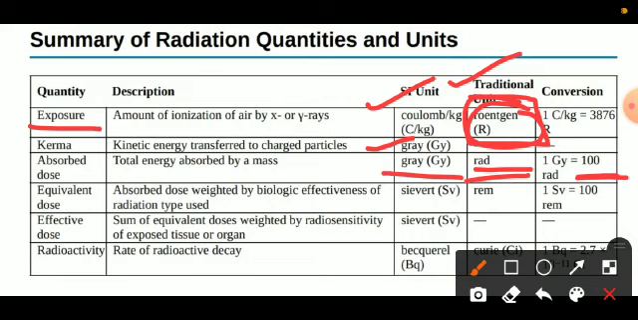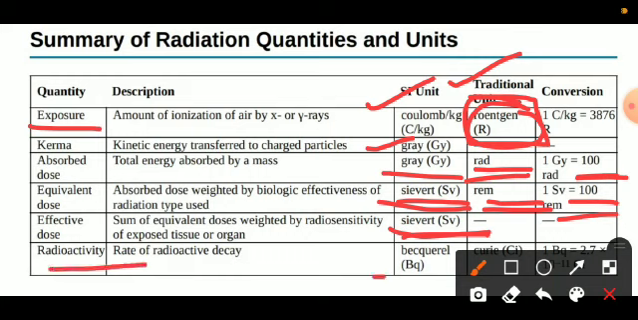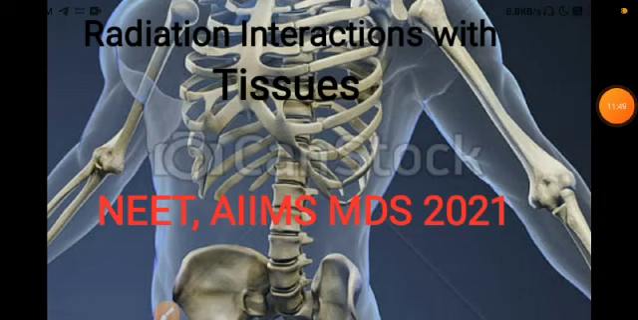Equivalent dose, that is the absorbed dose weighted by the biological effectiveness of the radiation type used, is in sievert, and the traditional unit is rem. One sievert is equal to 100 rem. You have to remember this. Effective dose also uses the sievert as the SI unit. The radioactivity unit is the becquerel, and the traditional unit is the curie. So this is all about radiation physics.